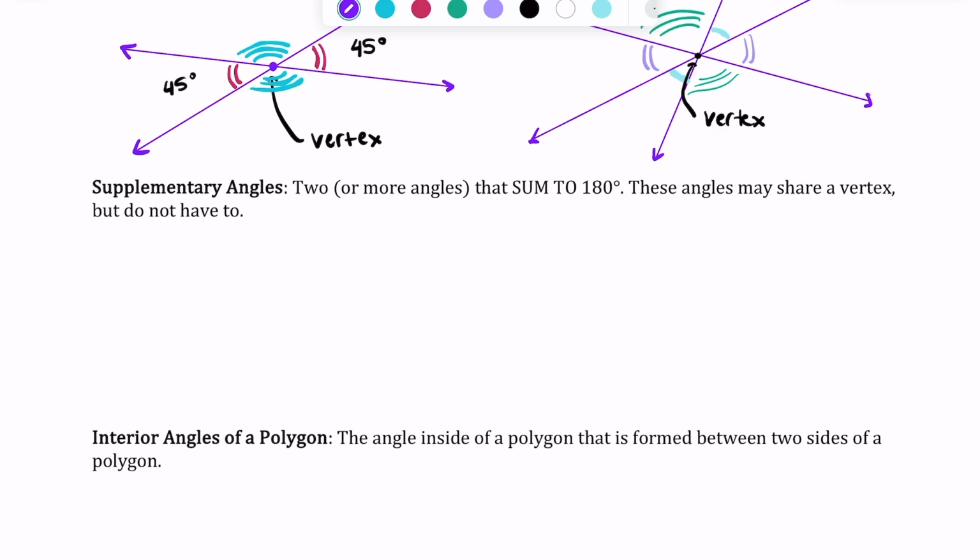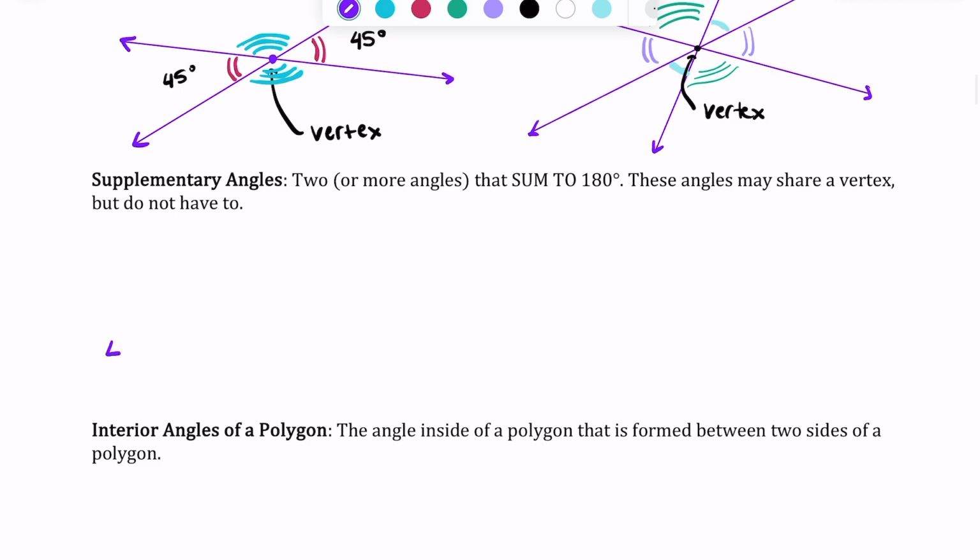So say, for example, I have this line here. It is 180 degrees, a straight angle on its own. But let's say I split it up into two separate angles. So I have this one here and this one there.